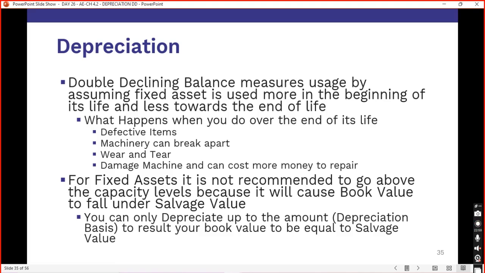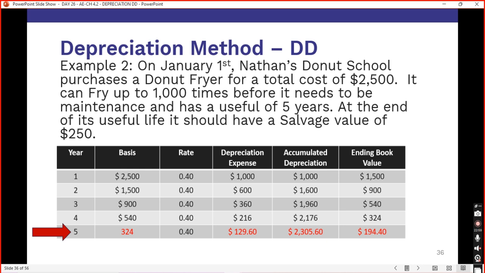So let's take a look at that year 5. If I were to continue on with year 5, we do $324, and 40% of that is going to give me $129.60. That's going to be added to my accumulated depreciation for $2,305.60, giving me a book value that falls below salvage value, at $194.40. So in this case, my 5th year ended up having me fall below salvage value, which is a big no-no, because we said it is not recommended to ever go below salvage value.